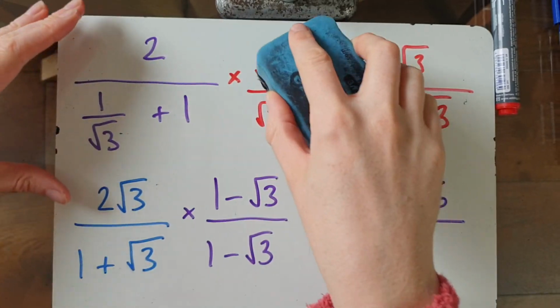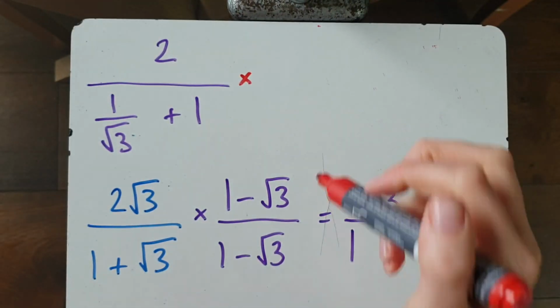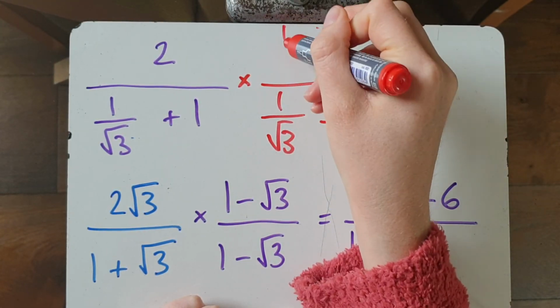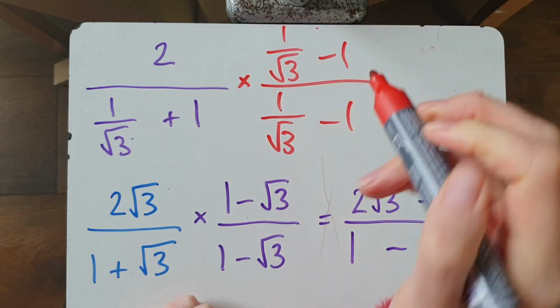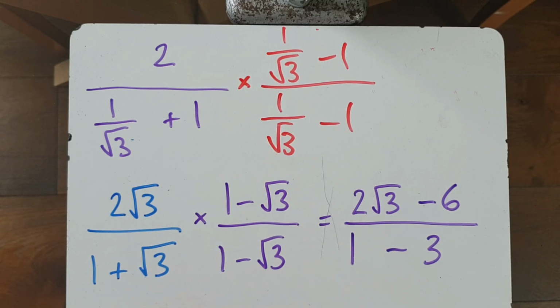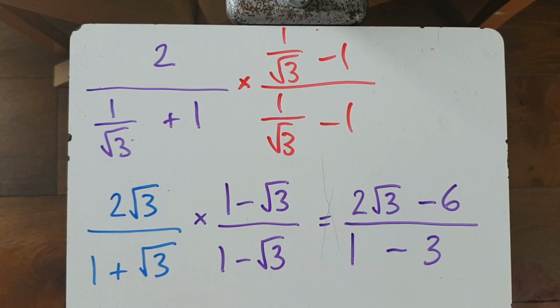We could, at the very beginning here, have multiplied by 1 over root 3 minus 1. And it would still give you the same answer, but just like with the previous example, it would be a bit messier to do. I'm not going to work through that one because multiplying by root 3 over root 3 is the easiest method of doing it.